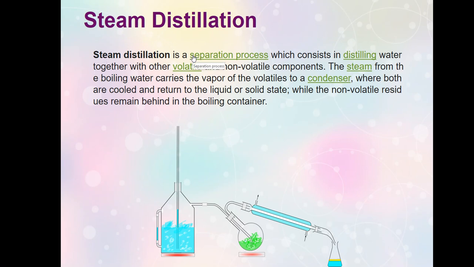Steam distillation is a separation process which consists in distilling water together with other volatile and non-volatile components, and the steam from the boiling water carries the vapor of the volatiles to a condenser where both are cooled and returned to the liquid or solid state, while the non-volatile residues remain behind in the boiling container.